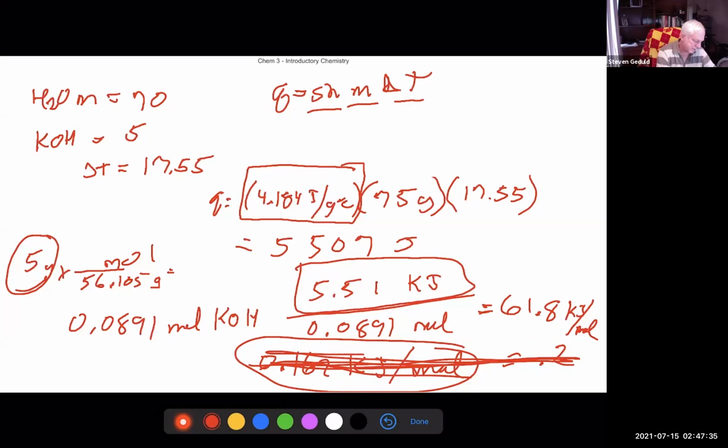Okay, let me read this. It says potassium nitrate. Next one says potassium nitrate has a molar mass of 101.3. So potassium nitrate, 101.3 grams per mole.